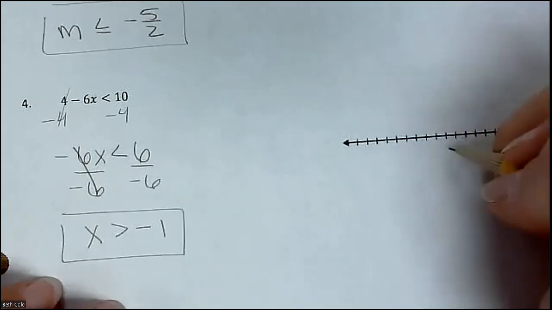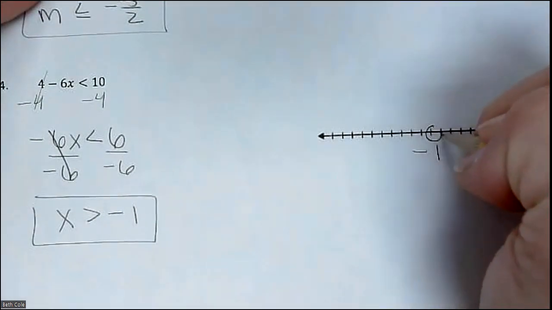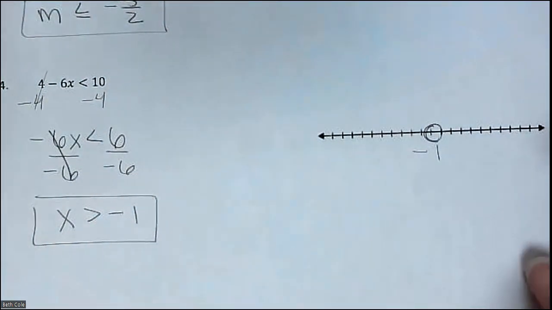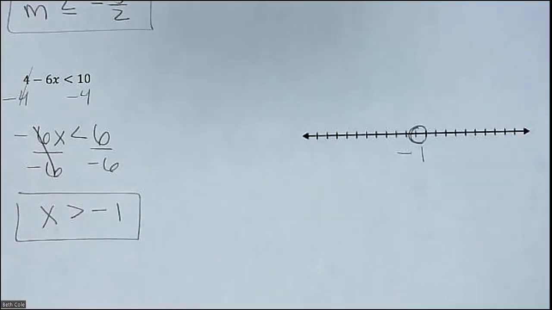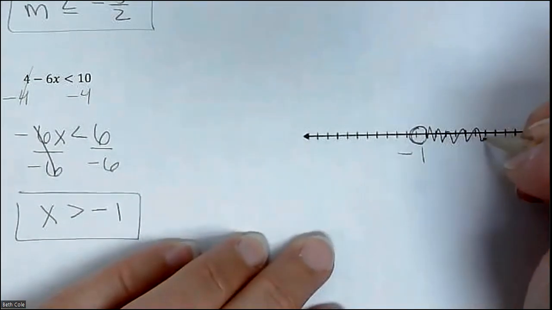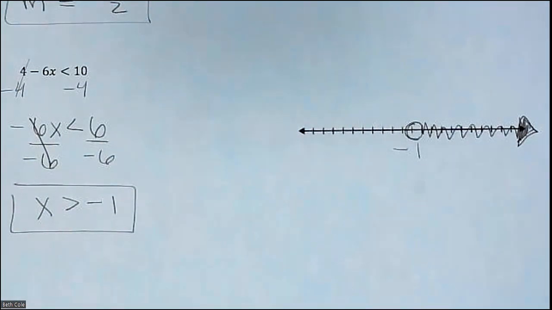All right, so over here, you're going to put -1 on your number line. What kind of circle does this one get? It's open because we don't have the equal to. And it says x greater than -1. So which way are we going to shade? To the right. And as a follow-up, can anyone give me a number that's part of the answer? 2. Good. What else? 3. 4. 77 million.